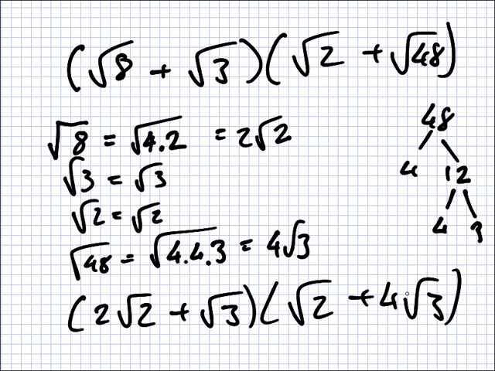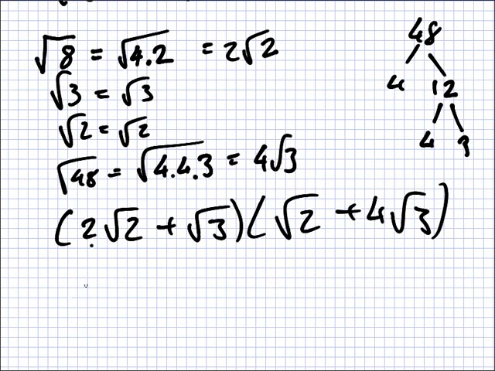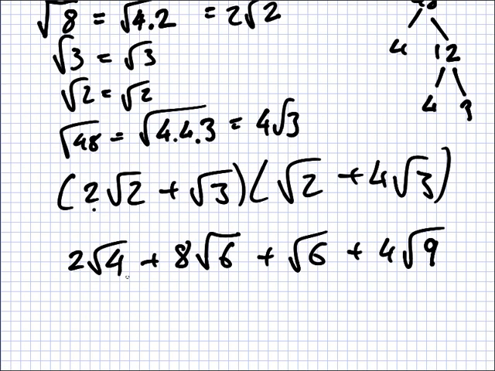And now it's a little easier. So this times this is 2 root 4. And then the next one is 8 root 6. And then the next one is, what's the next one? Root 6. And the last one is 4 root 9. But what's root 4? 2. So 2 and 2, that's 4. And this one here will become 12, yeah.